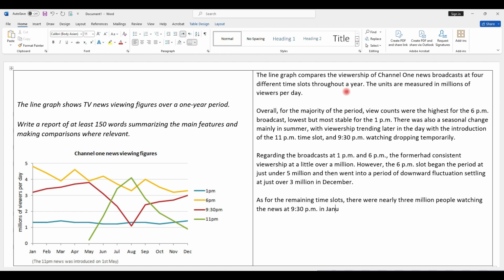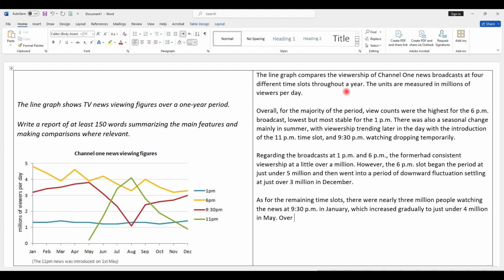When in January. The initial numbers are important. I would just mention them, which increased gradually. Yes, we need to talk about the degree of the change also. Gradually to just under 4 million. Okay, pay attention. I'm always clear about the unit of measurement. 4 million in May. All right, we reached May.